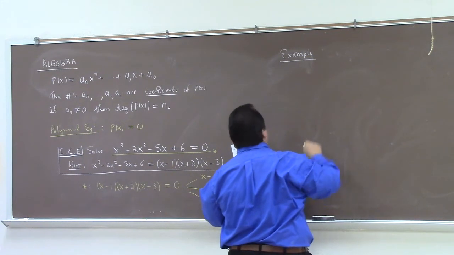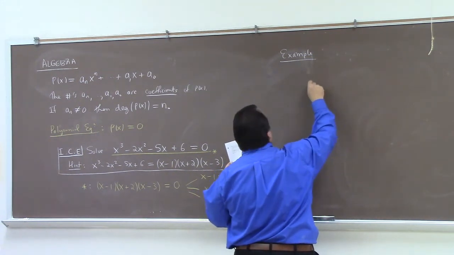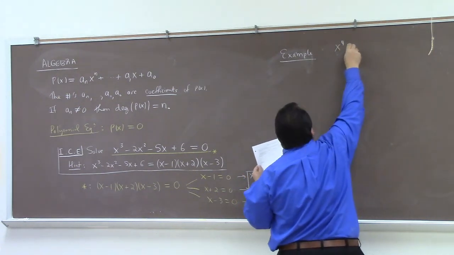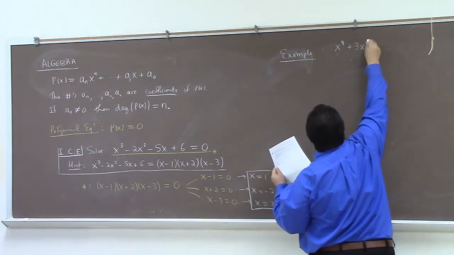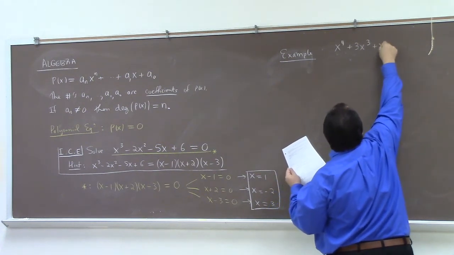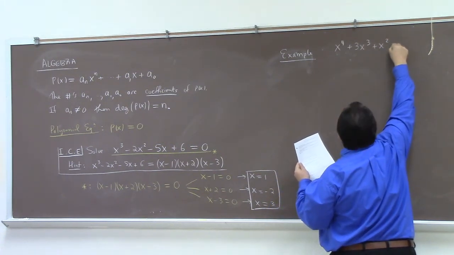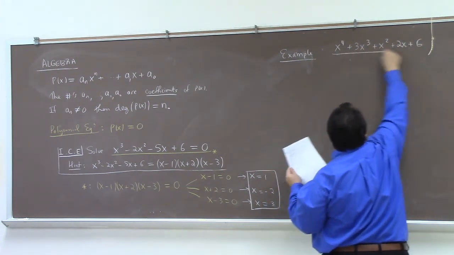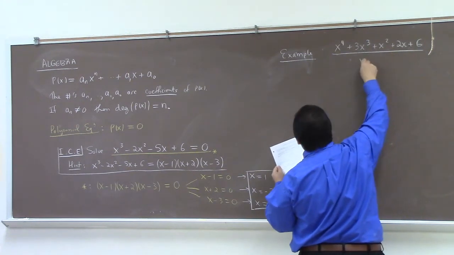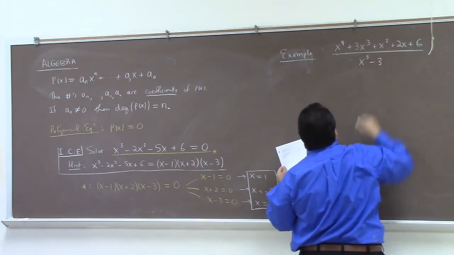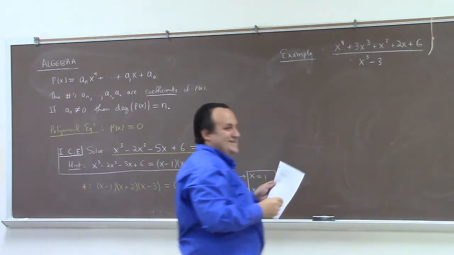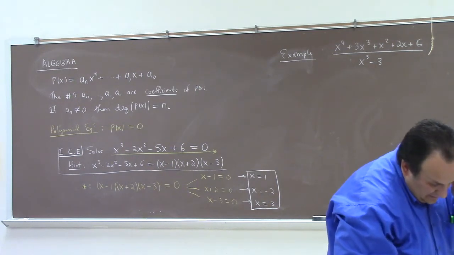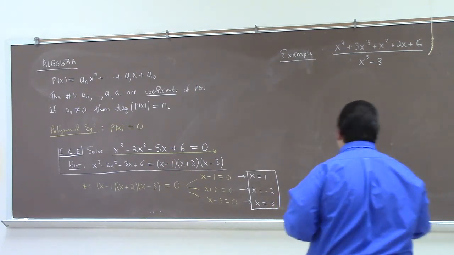All right, so if I want to calculate x to the 4th plus 3x cubed plus x squared plus 2x plus 6, and I want to divide x squared minus x cubed minus 3 into that. Oh, what a horrible question. All right. So I can achieve that kind of thing using polynomial long division. Here's how.